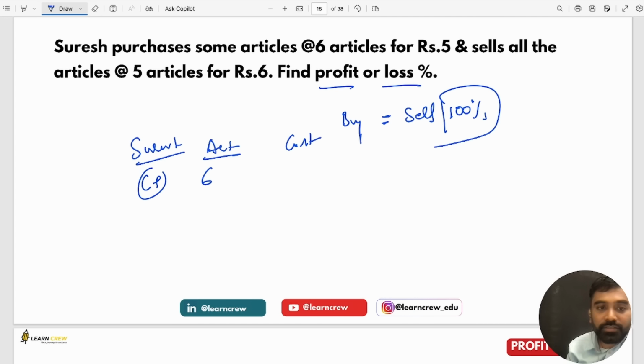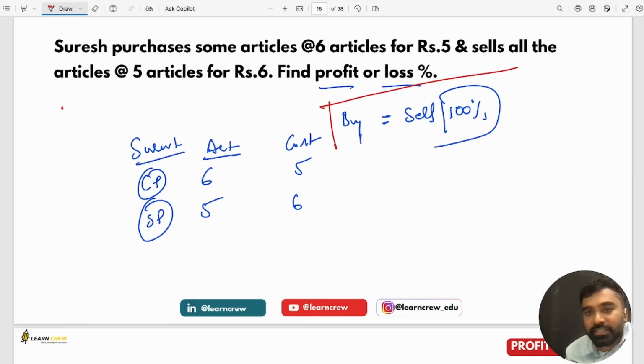This is cost price. 6 articles he bought at rupees 5 and sold 5 articles at rupees 6. Now, what I may tell, sir, whatever you buy 100%, you should sell 100% to identify if it is a profit or loss percentage. Now, according to this, you got 6 articles at rupees 5, and you sold 5 articles for rupees 6.